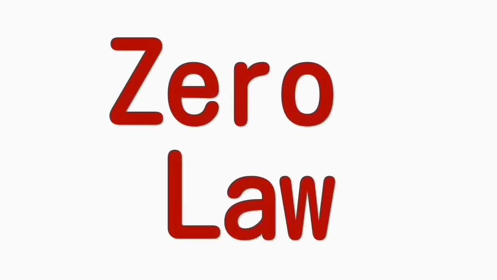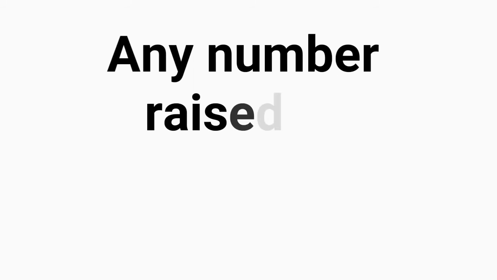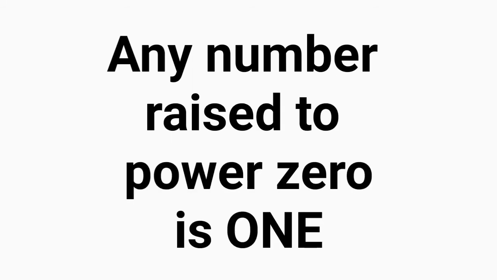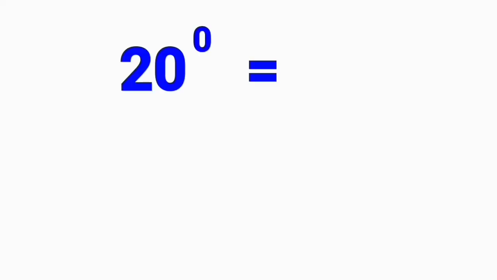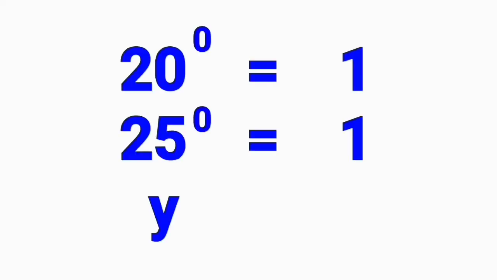Zero law. This law states that any number raised to power 0 is 1. X raised to power 0 is equal to 1. You also have that 20 raised to power 0 is equal to 1, 25 raised to power 0 is equal to 1, and y raised to power 0 is equal to 1.